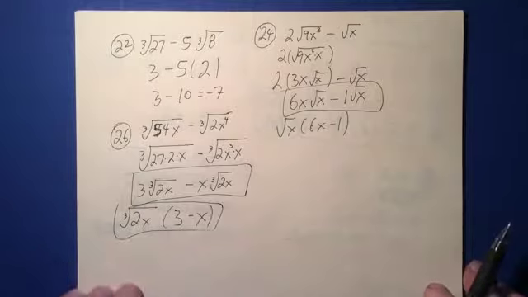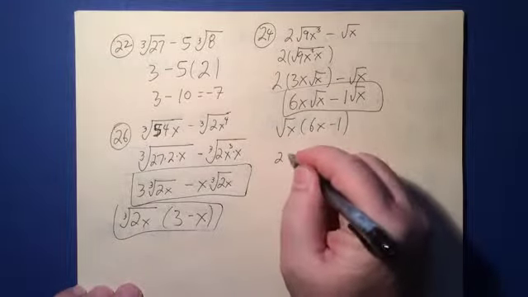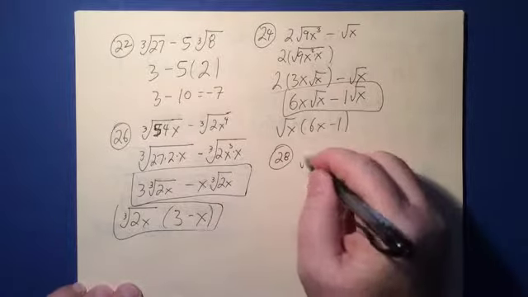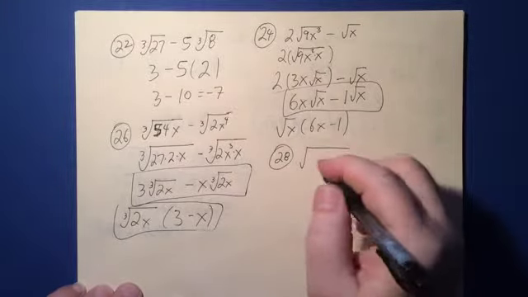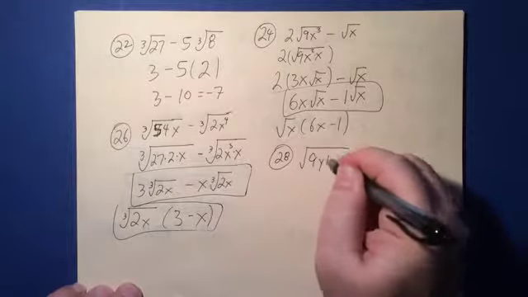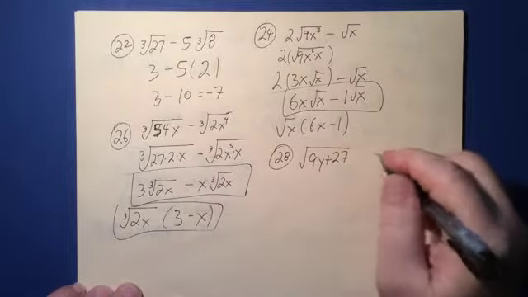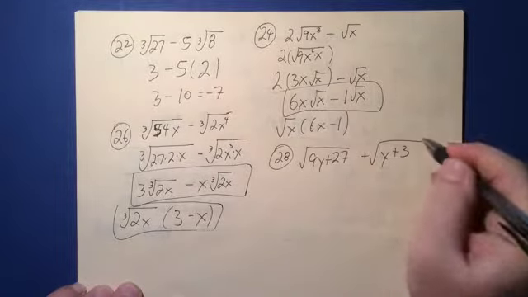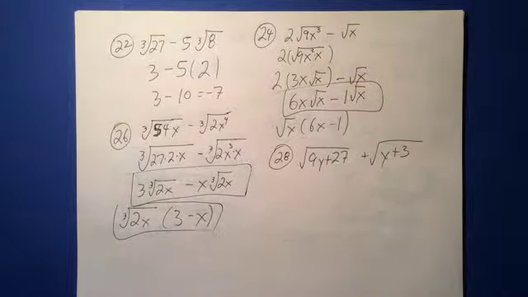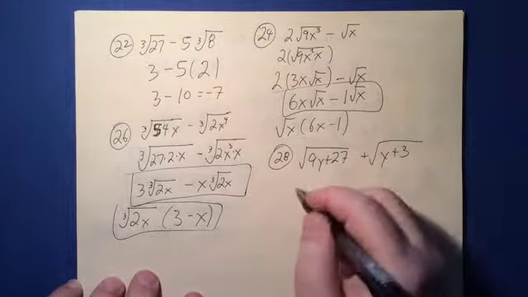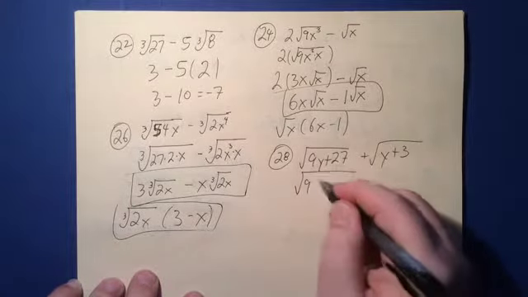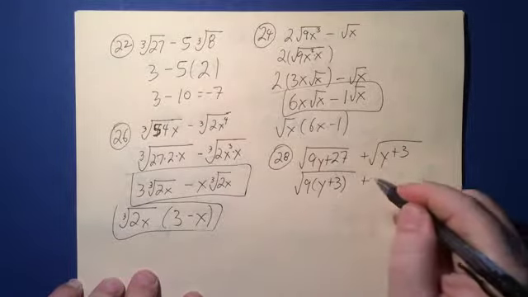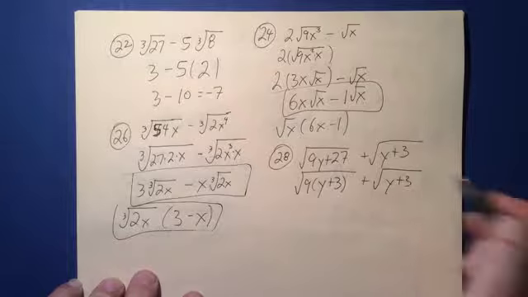Let's take a look at question 28 now. So in question 28, looks like we're probably going to have a little factoring in this one. We've got the square root of 9y plus 27 plus y plus 3, or the square root of y plus 3. Well, inside this one, I can go ahead and factor out a 9, and that'll give me 9 times the quantity of y plus 3 plus the square root of y plus 3.